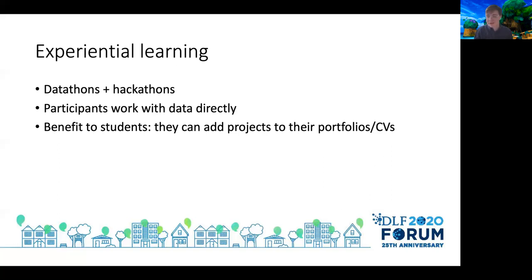As a benefit, also, students can add these projects that they work on to their portfolios or to their CVs, which might encourage them to participate, especially if they are graduating students or they're looking for positions.